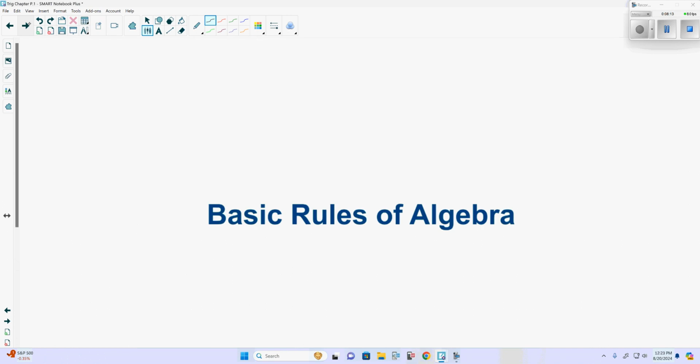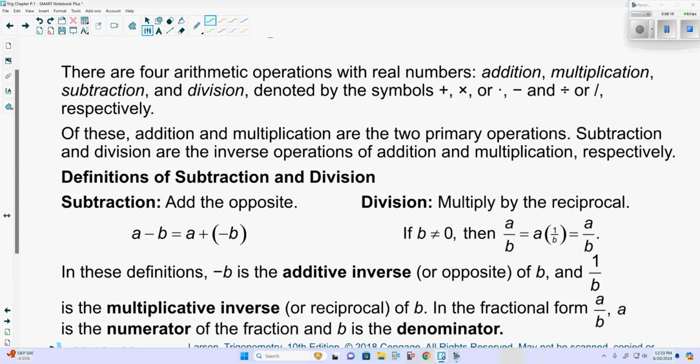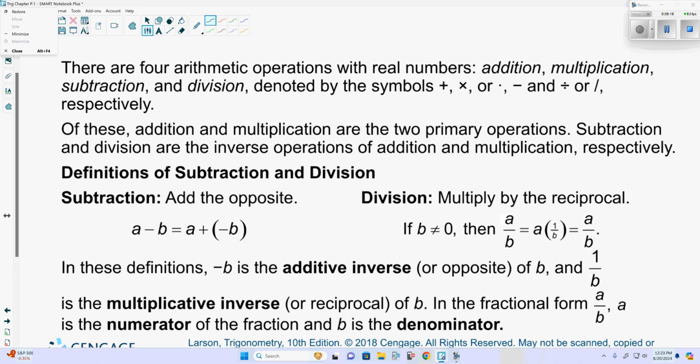Basic rules of algebra. There are 4 arithmetic operations with real numbers: addition, multiplication, subtraction, and division. It seems like it's a lot, but it's really not. We're just restating fact. Of these, addition and multiplication are 2 primary operations. Subtraction and division are the inverse operations of addition and multiplication, respectively. Because if I add 2 and then subtract 2, they undo each other. They're inverses.